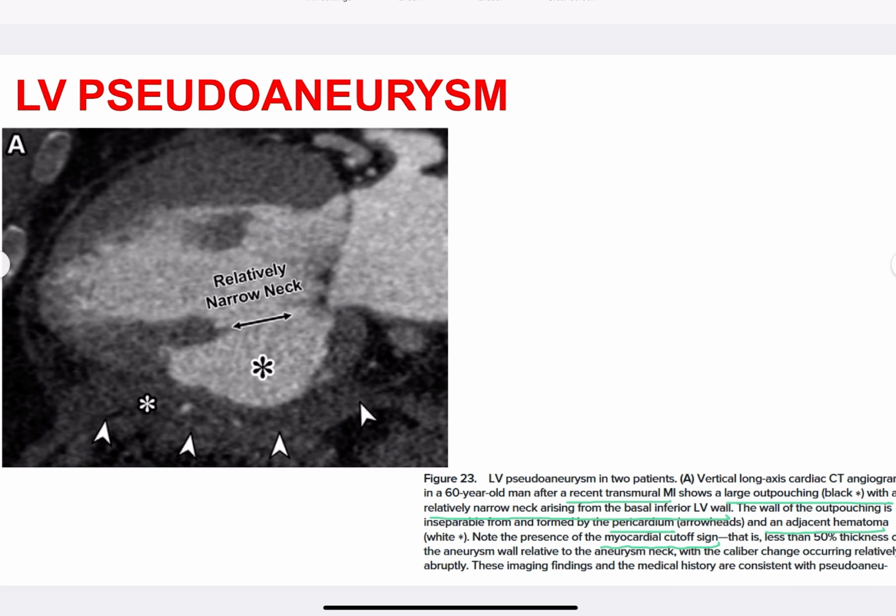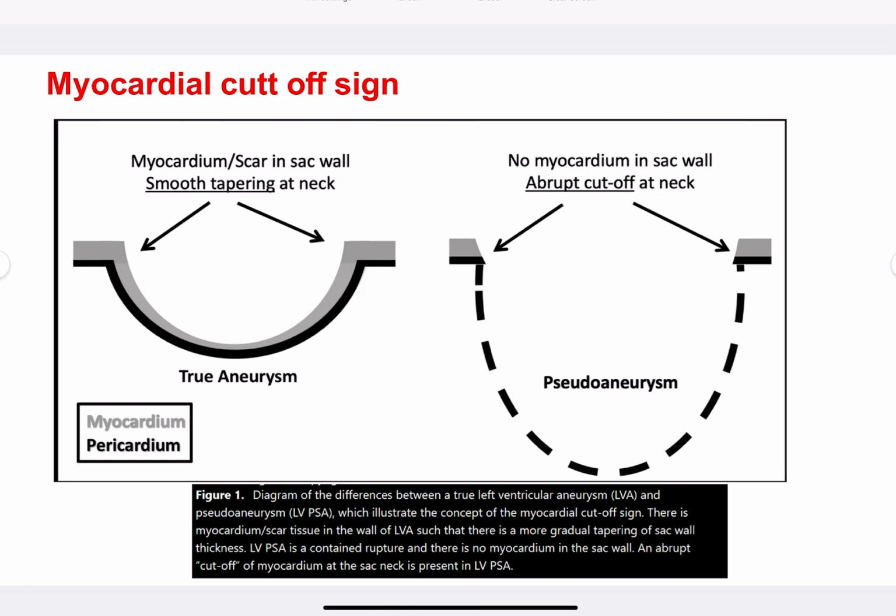Now this is an example of left ventricular pseudoaneurysm. Here we can see the relatively narrow neck and the wall is formed by the pericardium. Some adjacent hematoma was also seen. There is this sign that is known as the myocardial cutoff sign, which is present in the left ventricular pseudoaneurysm. So we will see in the next slide what is myocardial cutoff sign.